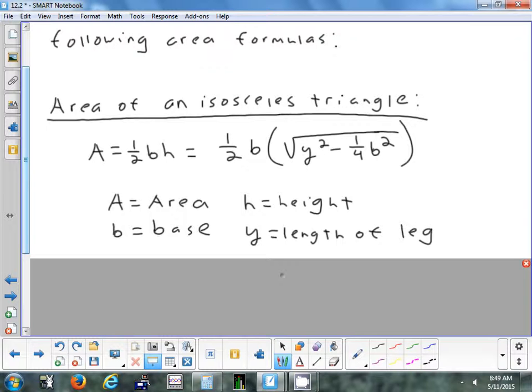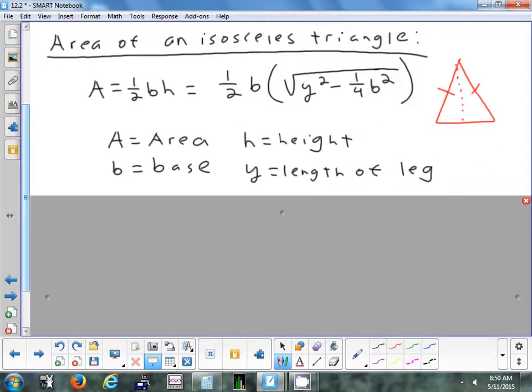Okay? In this formula on the right, you have to know the length of one of the legs of your isosceles triangle, and you need to know the height of it. So in other words, you'd need to know one of the legs I marked and the height. If you fill those two things in the formula, you could find the area. Okay? Kind of a weird formula. Honestly, I usually don't use that one.